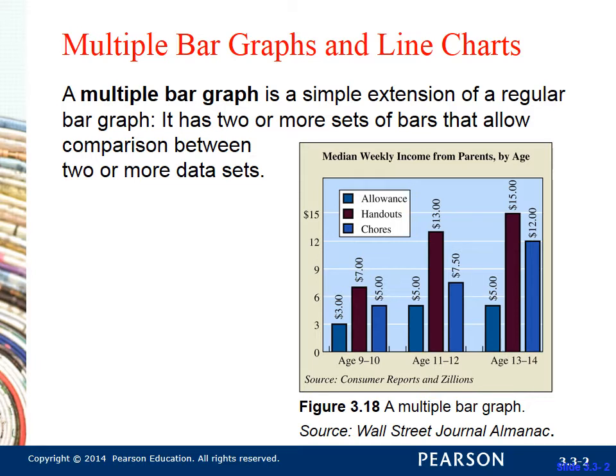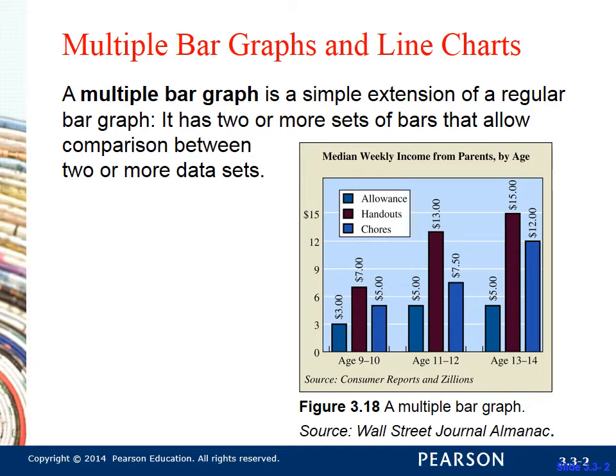So whenever you're reading a chart, just like when you're making one, you need to put in your labels. When you're reading them, it's also critical to read the labels to see what the horizontal measures, what the vertical measures, and what the whole graph is about. So in this case, we're looking at median weekly income from parents by age. Not the age of the parents, the age of their children, I am assuming.